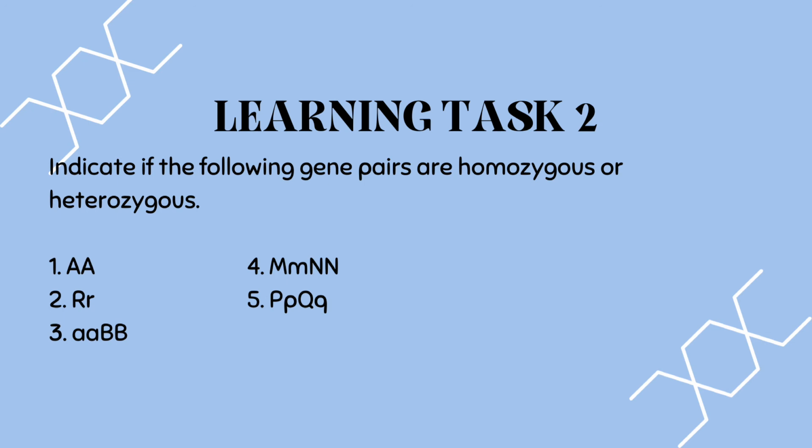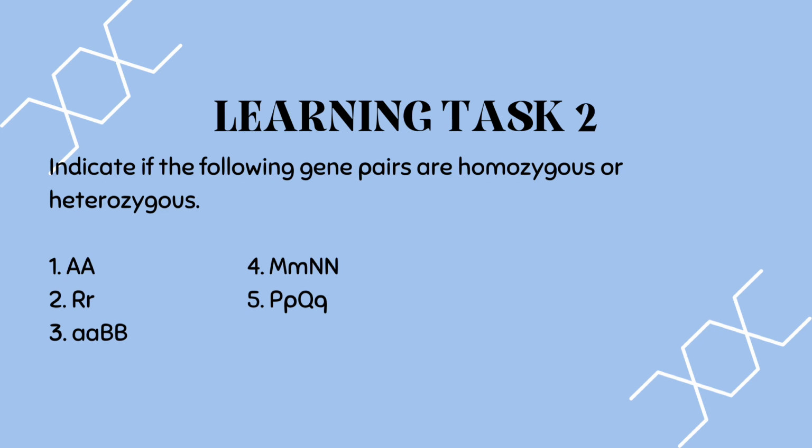Okay, so we have number 1. So, two capital letter A. What is your answer? Okay, correct. Homozygous. Number 2, we have a capital R and a small letter r. What is your answer? Very good. Heterozygous. What about number 3?